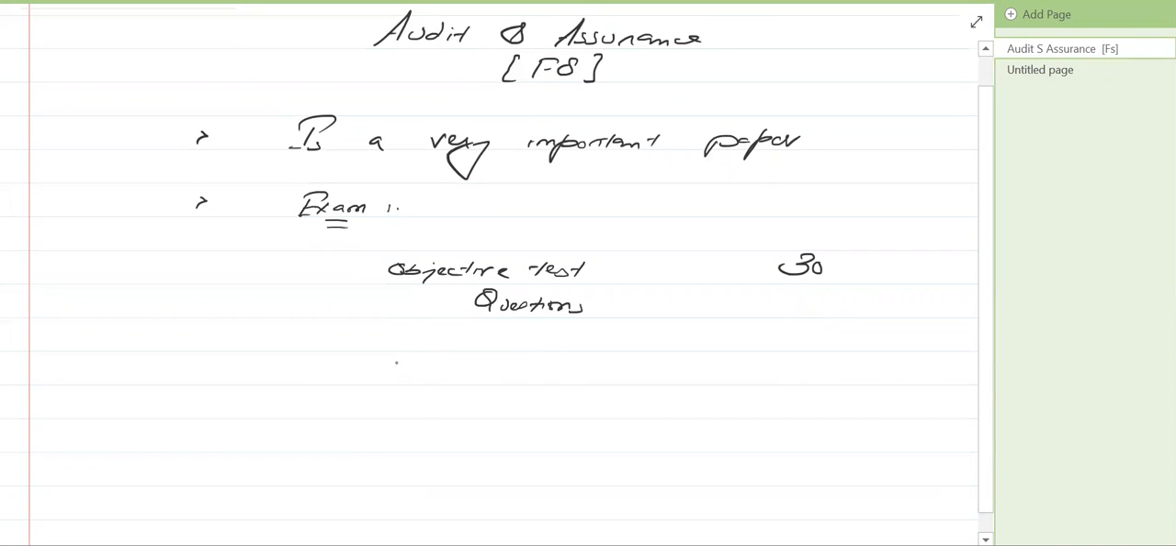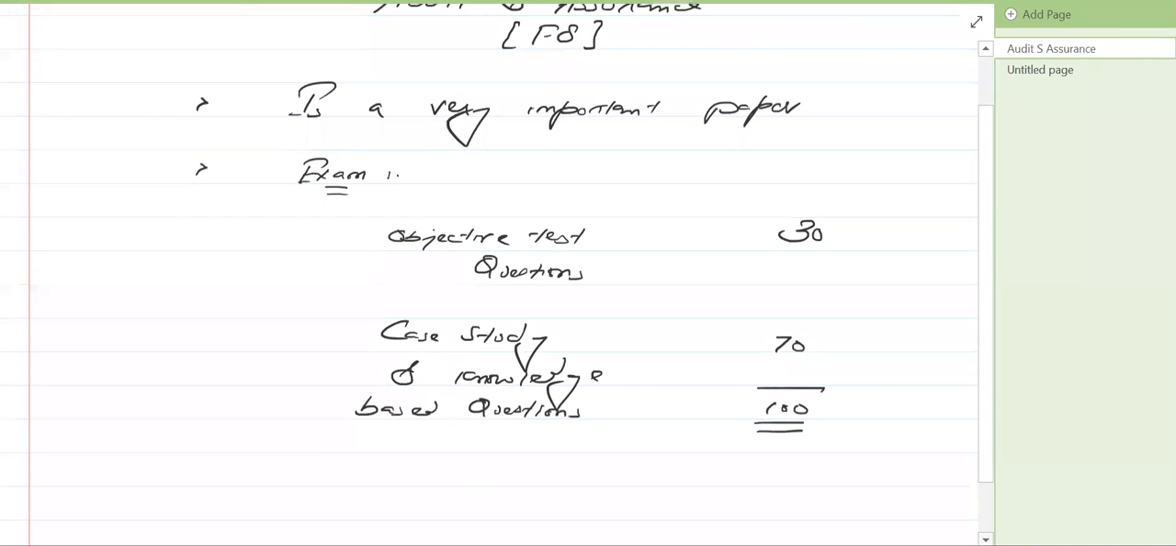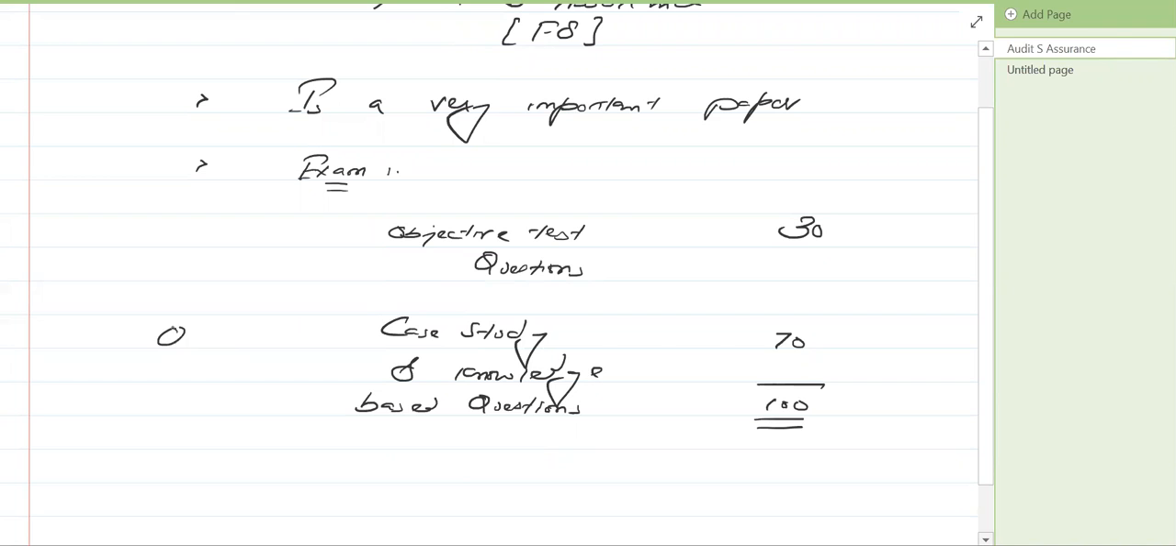And then you have the case studies and knowledge-based questions. By knowledge-based, I mean the questions which come directly and you have to write the answer straight away, for example, define the objective of the external audit. That is actually the 70 marks. So this paper is different from the other papers of the skill level. You have three questions in the case study: 30 marks, 20 marks, and 20 marks. So that is 70 marks.